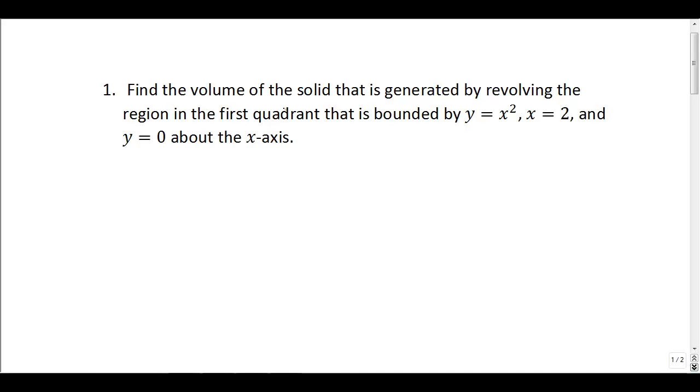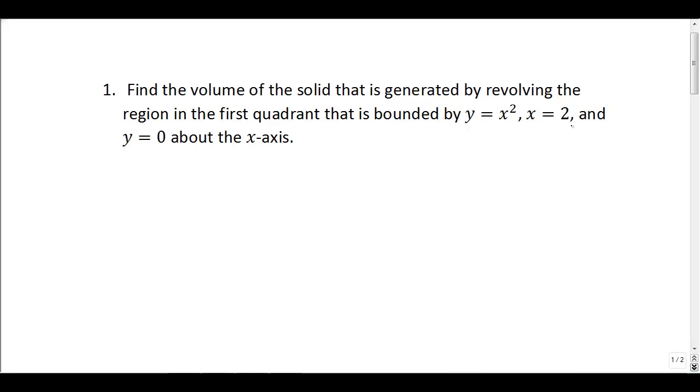In this video, we're going to go over a couple problems using the disk method of finding volumes of revolution, probably in a calculus class here. First problem, we're going to find the volume of the solid that is generated by revolving the region in the first quadrant that is bounded by y equals x squared, x equals 2, and y equals 0 about the x-axis.